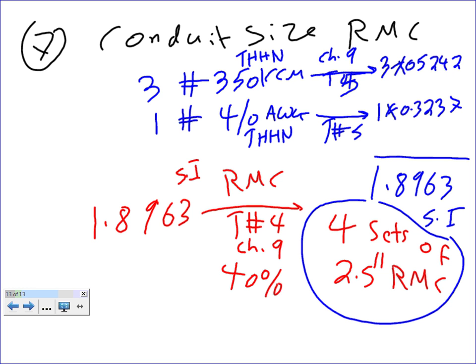How do you do the 40%? What's the 40%? If the code says you have more than 2 conductors, you go to 40% fill. So when you go to chapter 9, table 4, you have to pick rigid metal conduit and you have to pick the 40% fill. Why rigid metal conduit? Because Chad clearly said so. Why go to chapter 9, table 4? Because the code says so. Why did you say 40% fill? Because we have more than 2 conductors.